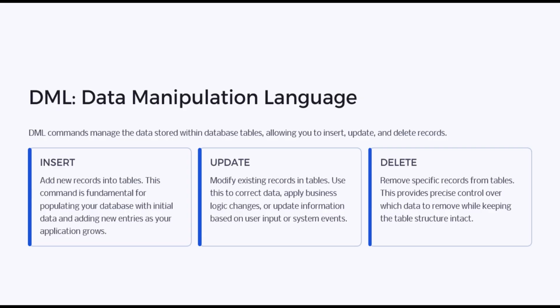Update is used to modify existing records in a table. It is useful for correcting or updating data. Delete is used to remove specific records from a table based on condition.